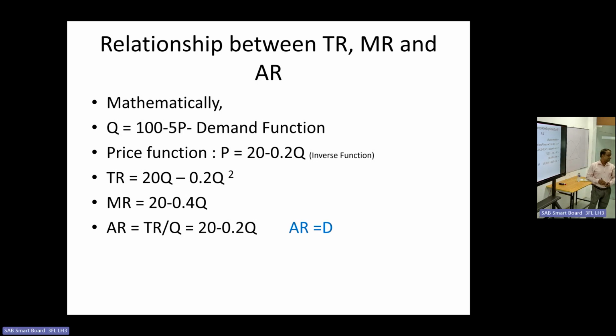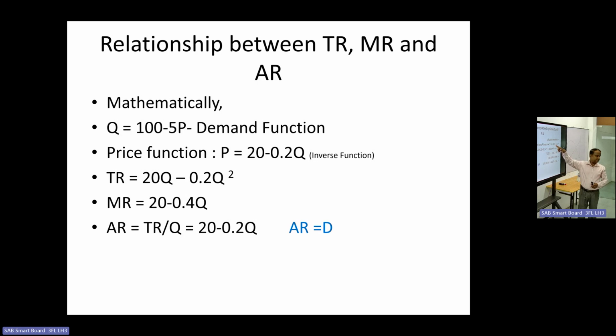The price function, what does it explain? 0.2 is the slope of the demand function, right? So we know that QD equals A minus BP, where B means the slope. You may remember the linear function plus C that we convert into Q equals 100 minus 5P.